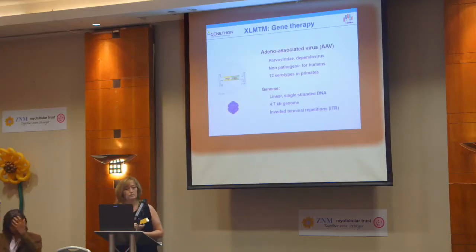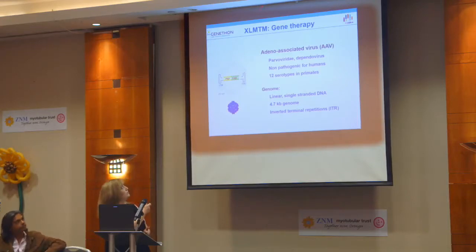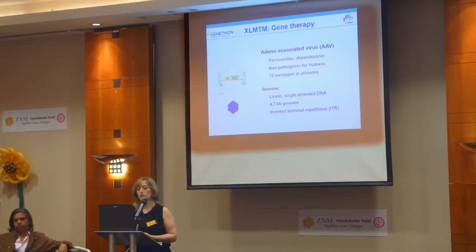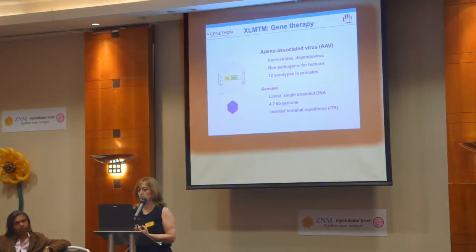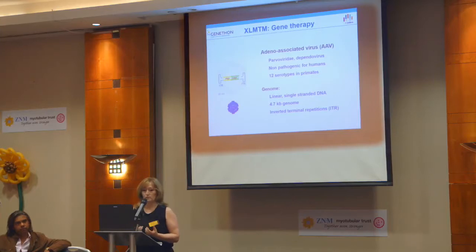So which type of AAV vectors did we use in this project? We used a vector derived from what we call adeno-associated virus. This is a small virus that is non-pathogenic for humans. It means that when we are infected by this virus, it doesn't lead to any disease in humans, which is quite good. There are different types of AAV viruses. You can see here there are more than 12. There are about 12 serotypes in primates.